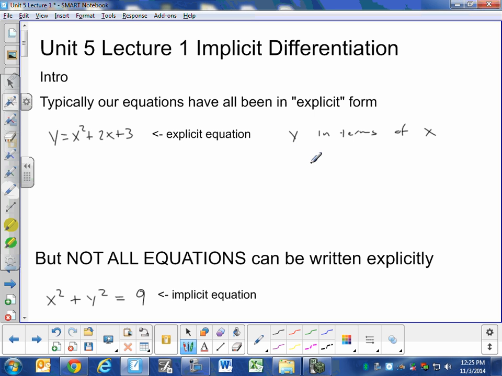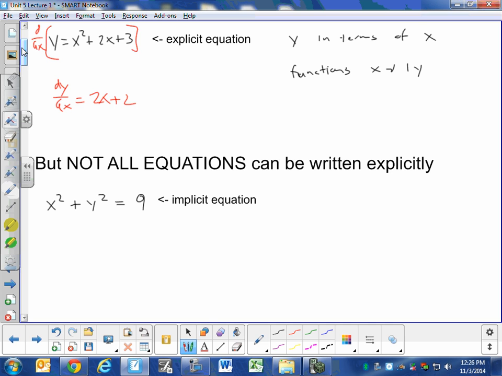We have explicit equations are typically functions. Plug in an x, you're only going to get one y. And the derivatives are easy. You take the derivative of this, you get dy dx is equal to 2x plus 2. Well, implicit equations have tangent slopes too. What does x squared plus y squared equal 9 look like anyways, right? It's a circle, exactly. You guys studied that last year.